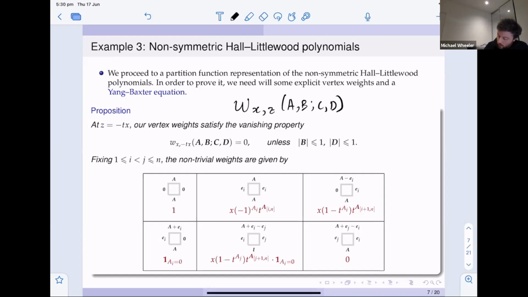And what we're going to do now is replace this Z with minus Tx. Now, if we do this, then we get some simplifications. So the first simplification is that the weight vanishes unless the size of these vectors, so I take the sum of the components of the vector, has to be either 0 or 1. If it's anything bigger than that, then the weight vanishes.